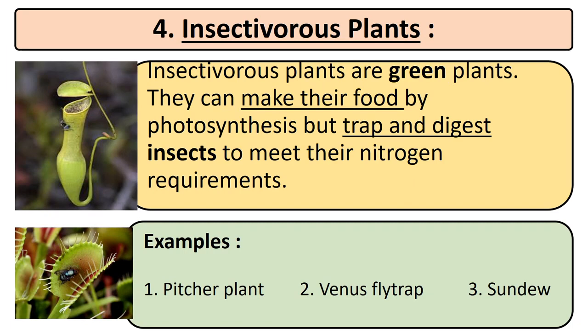Insectivorous plants is the last category. Insectivorous plants are green plants. They make their food by photosynthesis, but trap and digest insects to meet their nitrogen requirements. Few examples: pitcher plant, Venus flytrap, and sundew.